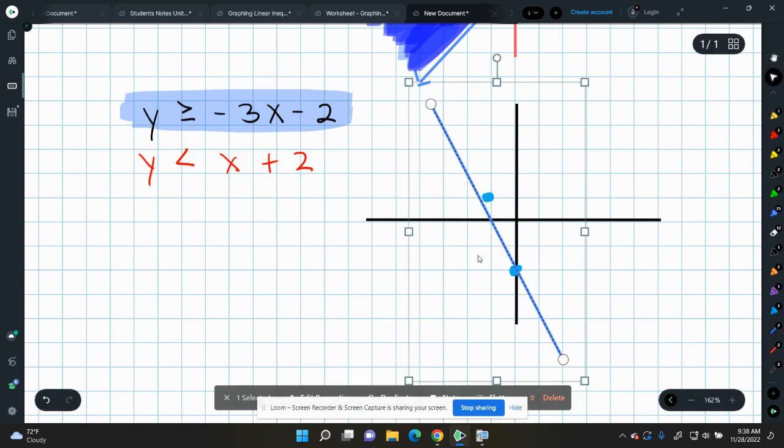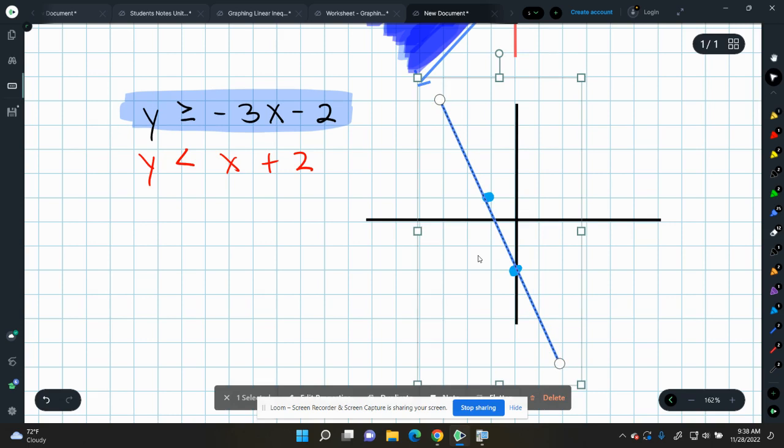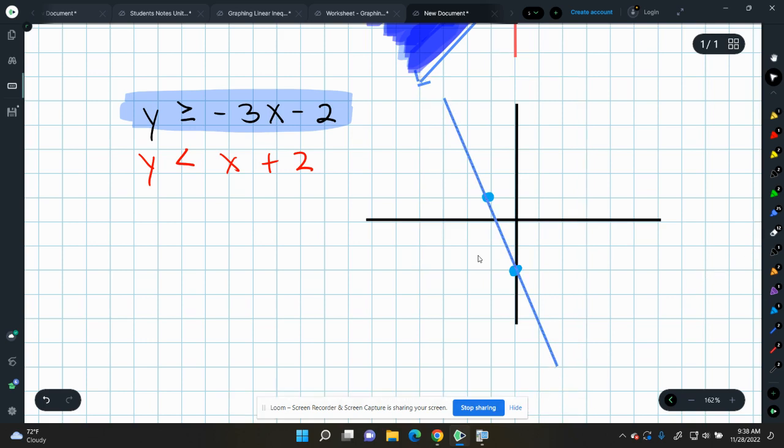Wait, you can't go down? Yeah, I could go down and to the right. Yes, I could. Okay, now I have the line graphed. Mason, what would I do now? The line is graphed.